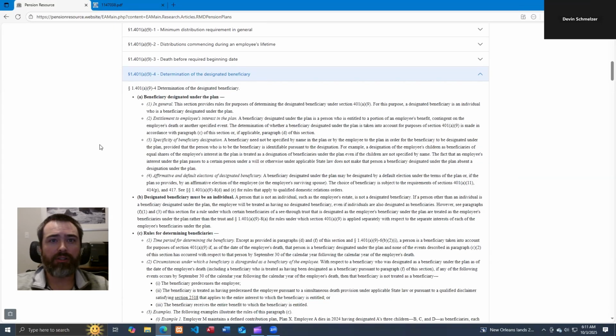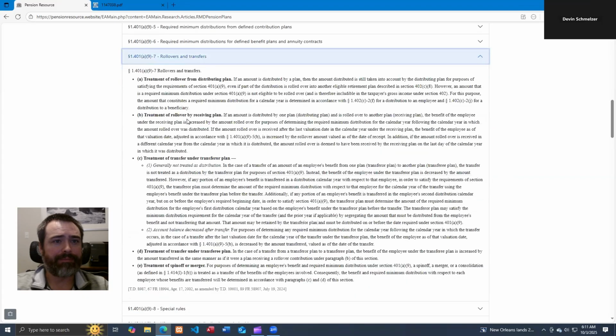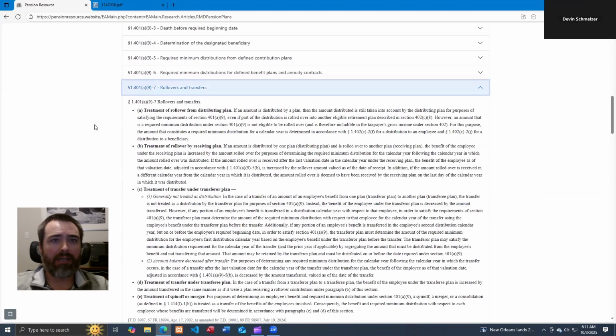Now down to dash 7 for rollovers and transfers. There are a couple items to note. Paragraph A indicates that you can't pass the required distribution to another plan to be paid. Each plan must pay its own required distribution. This includes if a DB plan holds a rollover, it needs to apply DC-style required distributions to that rollover account.